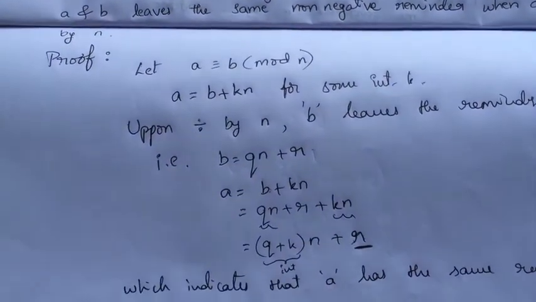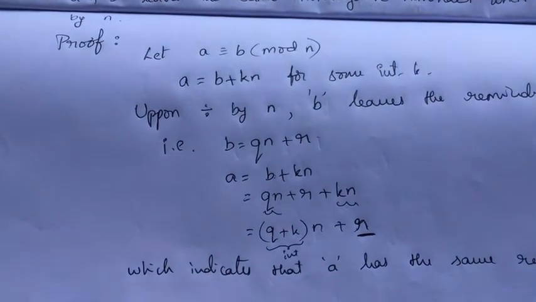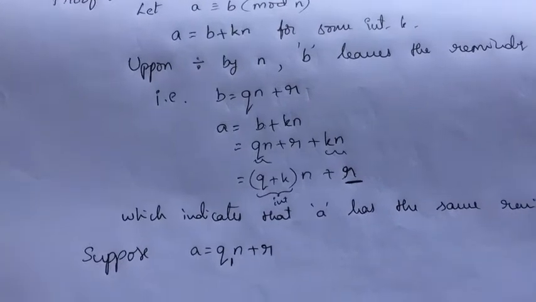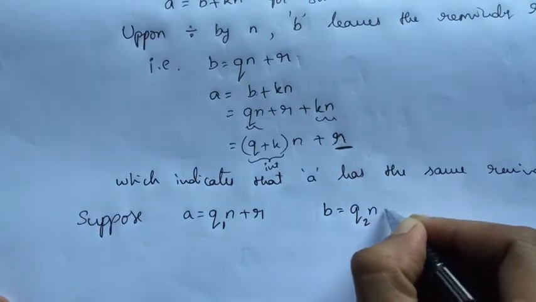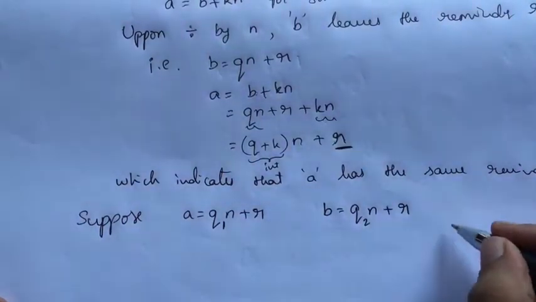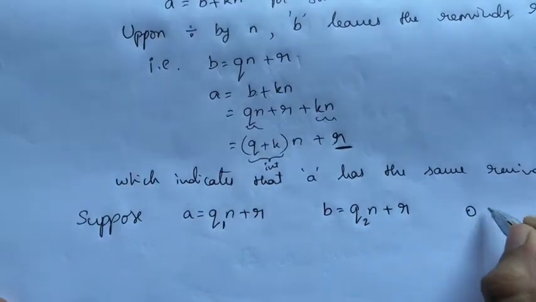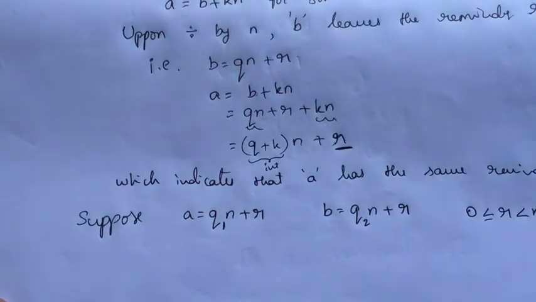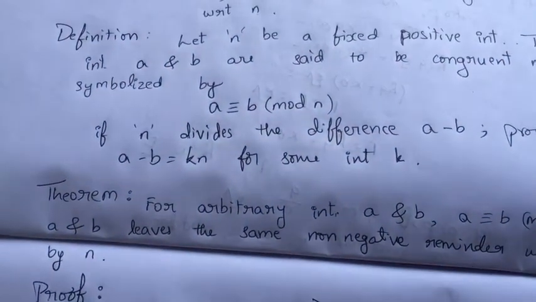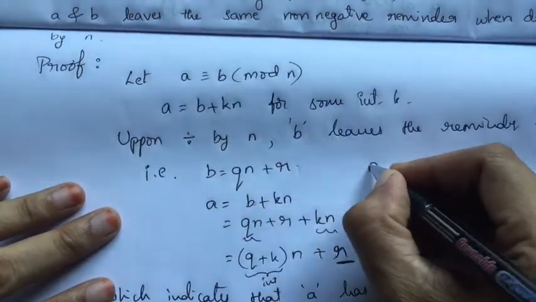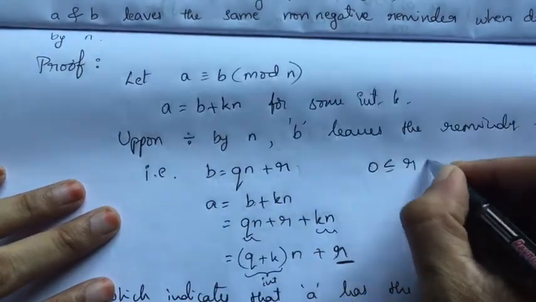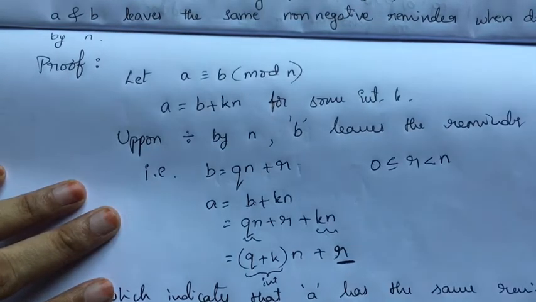So on the other hand, suppose a = q1n + r, and a is also giving the remainder which is the same as b, that is, b = q2n + r. The remainders are the same, in such a way that 0 ≤ r < n. Here I forgot to mention this: when you write it like this, the remainder should be greater than or equal to 0 and it should be less than n.